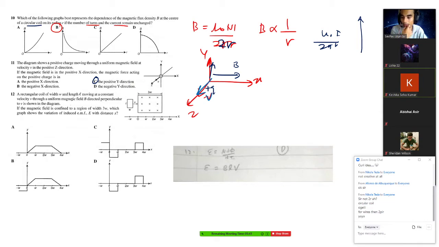Okay, number 12. The rectangular coil with width W and length L moving at constant velocity through a uniform magnetic field B, directed perpendicular to the V, is shown in the diagram. This is the rectangular coil over here, with length L, moving with velocity perpendicular. It's going to enter the region of the magnetic field. If the magnetic field is a confined region of width 3W, which graph shows the direction of induced EMF with resistance X?